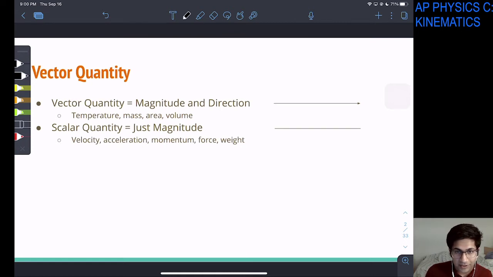A vector quantity has both magnitude and direction. An example of a vector quantity would be, these are actually flopped here, so an example of a vector quantity would be velocity, acceleration, momentum, force, and weight. And an example of a scalar quantity would be temperature, mass, area, volume, etc.